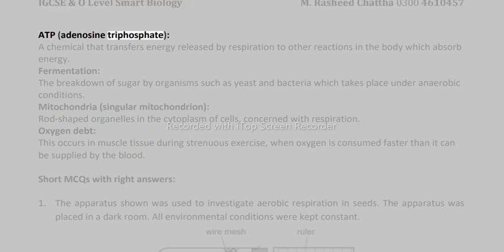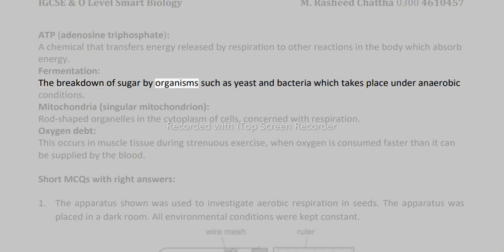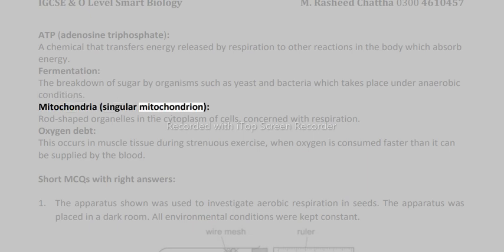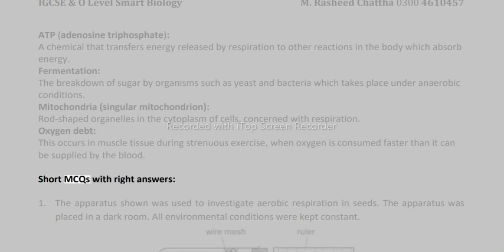ATP, adenosine triphosphate, a chemical that transfers energy released by respiration to other reactions in the body which absorb energy. Fermentation, the breakdown of sugar by organisms such as yeast and bacteria which takes place under anaerobic conditions. Mitochondria, singular mitochondrion, rod-shaped organelles in the cytoplasm of cells, concerned with respiration. Oxygen debt, this occurs in muscle tissue during strenuous exercise, when oxygen is consumed faster than it can be supplied by the blood. Short MCQs with right answers.